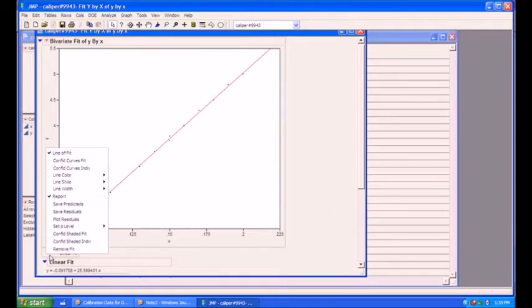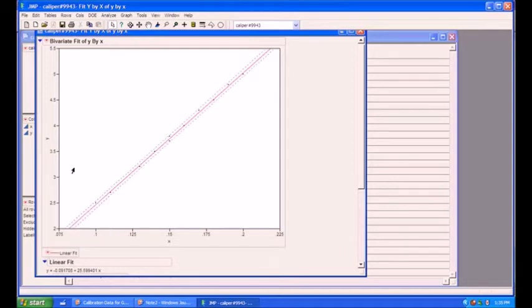And if I go down here to that little red triangle next to linear fit, I can put on this plot what JMP calls confidence limits for individuals. I really don't like that name. They're prediction limits for individuals, but that, as it turns out, is what JMP calls it.